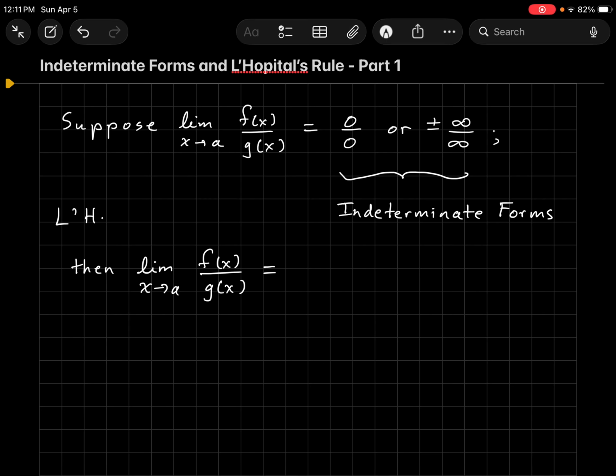Then L'Hopital's rule says that the limit as x goes to a of f over g equals the limit as x goes to a of f prime of x over g prime of x. This is not the quotient rule. Let's do just a few simple examples in this video.